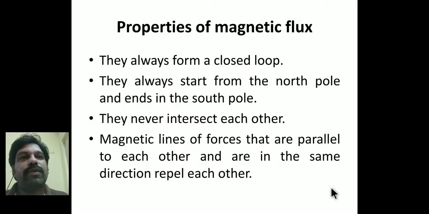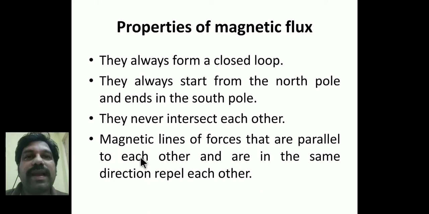Now the properties of magnetic flux: they always form a closed path. They always start from the north pole and end at the south pole. They never intersect each other. Magnetic lines of force that are parallel to each other and in the same direction repel each other. That means flux lines in the same direction repel each other, and in opposite directions they attract, and some of the flux gets cancelled.